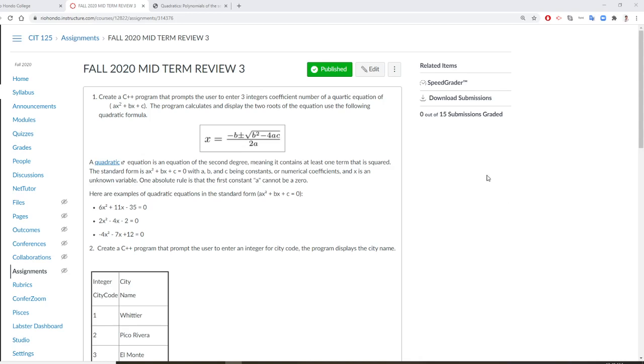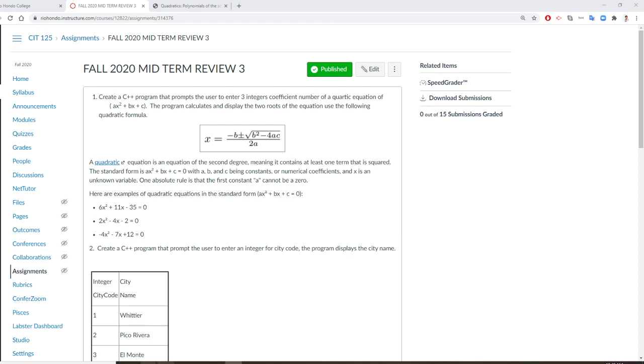Professor Liu is going to show you how to do review 3, question number 1: to solve a second degree quadratic equation and find the roots for this quadratic equation.